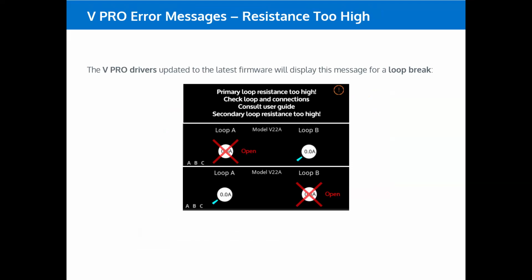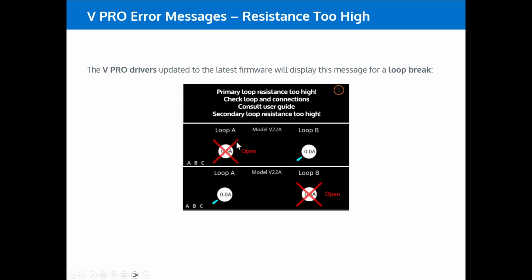Talking of the drivers, we're going to start talking about what messages come up on the display and what they relate to as far as faults are concerned. Talk about the vPro drivers to begin with. If there's a loop break, then the likely messages you're going to get up on the display are primary loop resistance too high, or secondary loop resistance too high.